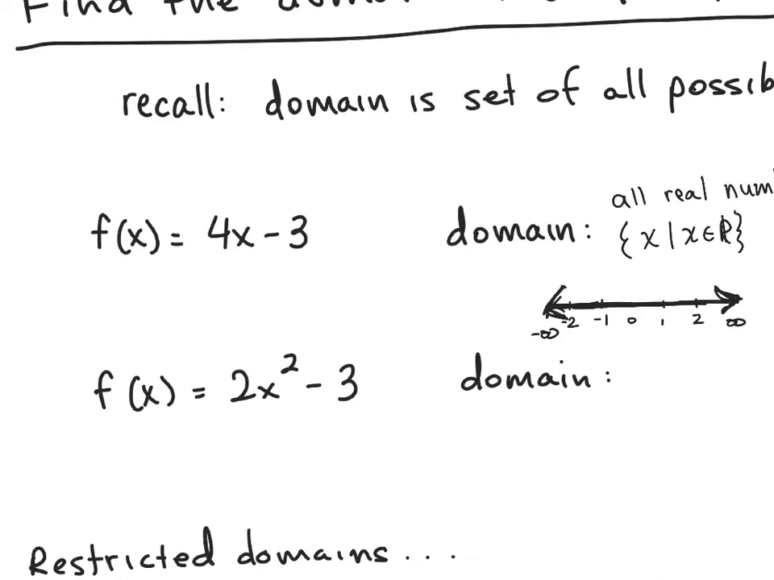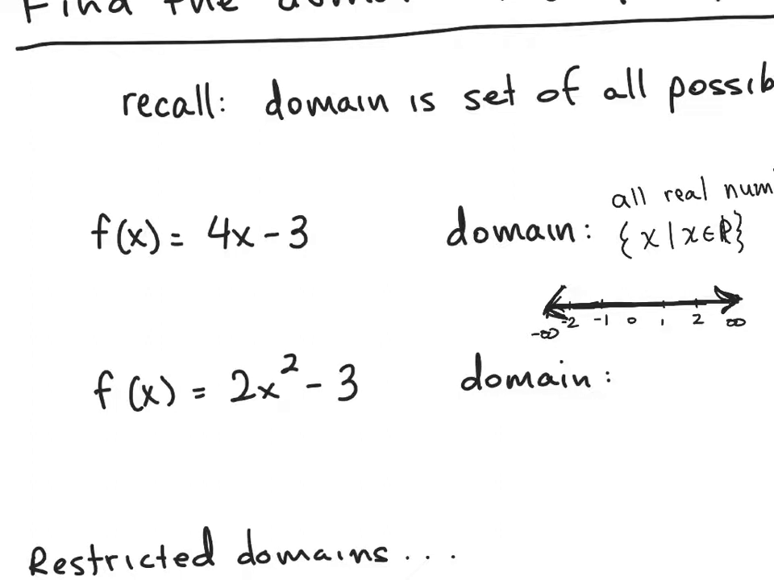So another function we look at here, 2x squared minus 3, is a quadratic function. We have to think, if a number was used as an input for x, the first thing that happens to it is it's squared, and then it's multiplied by 2, and then we subtract 3. So is there a number that we can't square, multiply by 2, and then subtract 3? Because remember, the domain is the set of all possible inputs.